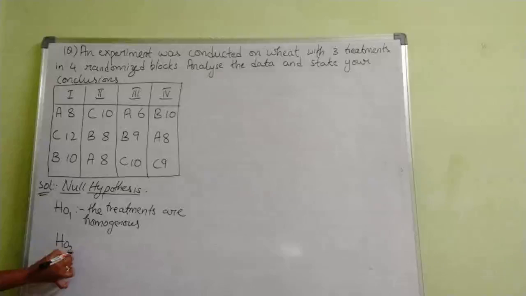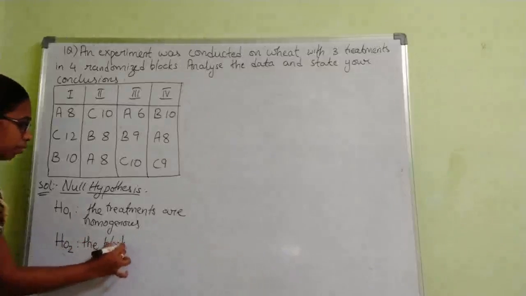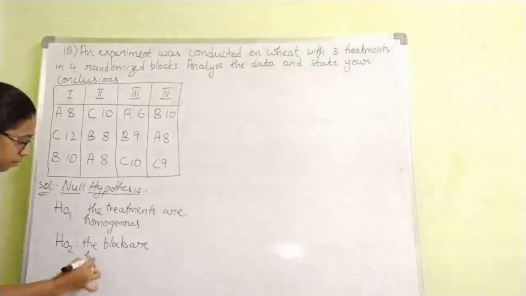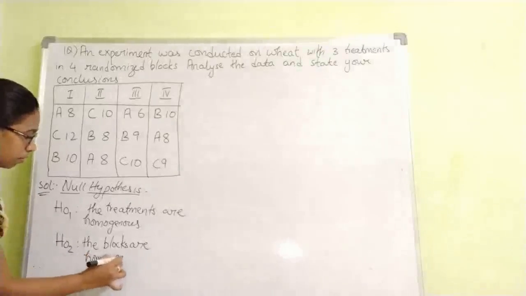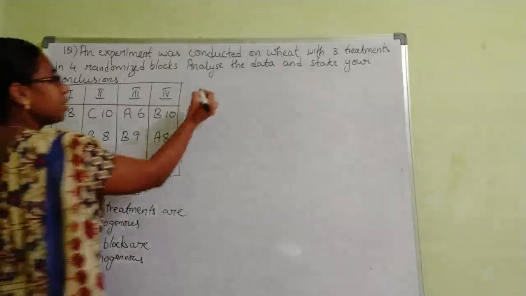And the second null hypothesis I am denoting with H02. This we will write based on the blocks. That means the blocks are homogeneous. If blocks are homogeneous, it means there is no significant difference between the blocks. So the first thing is we have to convert this RBD layout into the two-way classification. So we will do that step now.